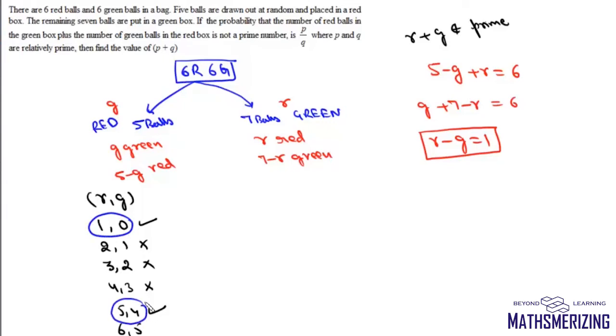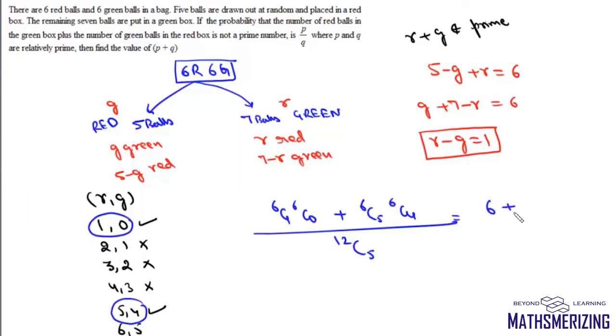Now we need to find this probability and it is given as P by Q. Now for this red box, we need to choose 5 balls. So out of 12, we can choose any 5. So it will be 12C5. Now in the first case, we have 1 red and 0 green. So from this, it will be 6C1 into 6C0 plus here it is 6C5 into 6C4.